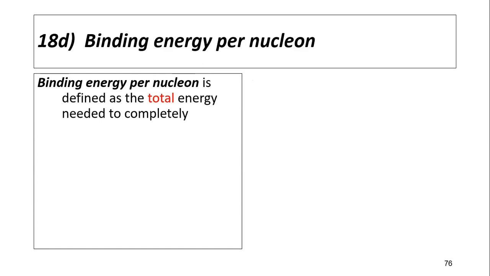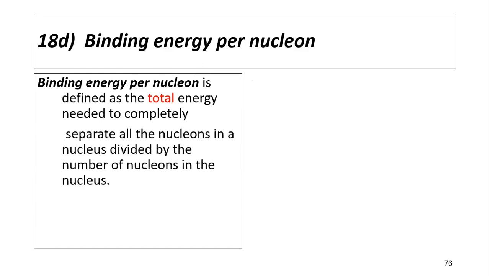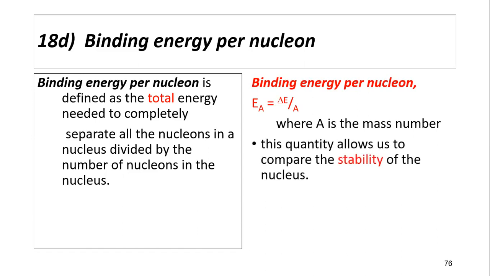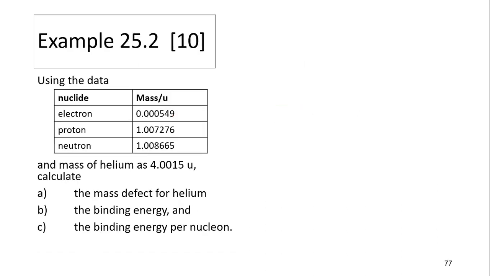Binding energy per nucleon is defined as the total energy needed to completely separate all the nucleons in the nucleus divided by the number of nucleons. We define another term, binding energy per nucleon, so that we can compare one nucleus, one element, with another element. So that's the binding energy of the nucleus or the atom divided by the number of nucleons, where A is the mass number. This quantity allows us to compare the stability of the nucleus.